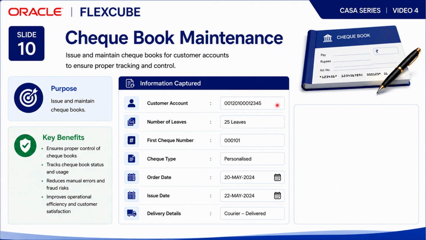The information maintained includes customer account, number of leaves, first check number, check type, order date, issue date, and delivery details. These details help banks efficiently manage checkbook issuance and tracking.